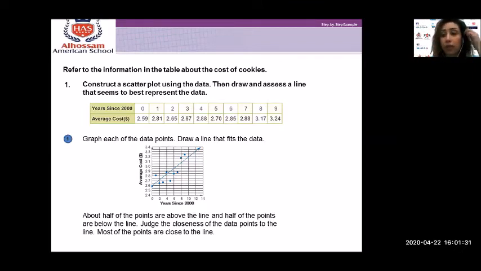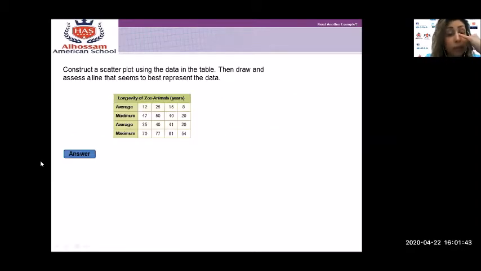How can I know that it's the best fit line? As you see here, as I just told you, about half of the points will be above the line and about half of the points will be below the line. So let's see another example here.